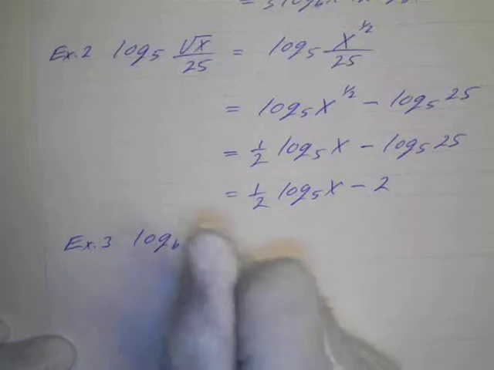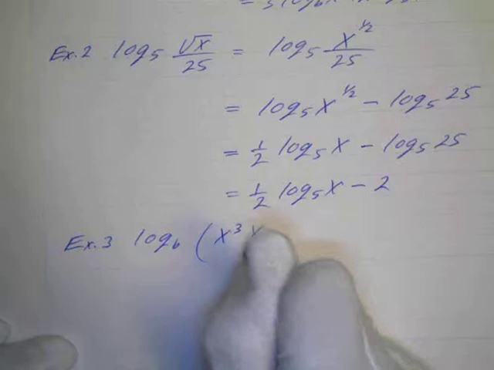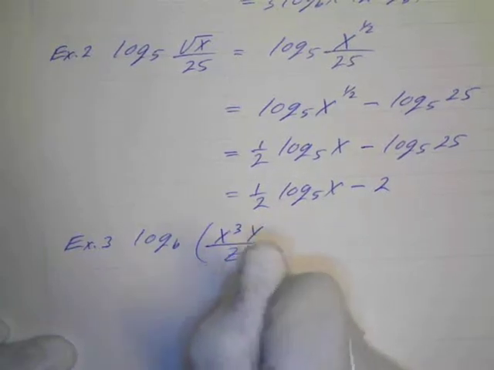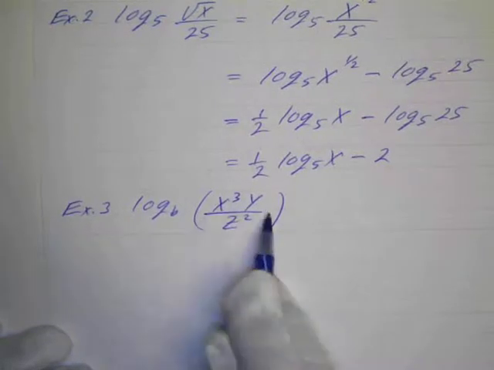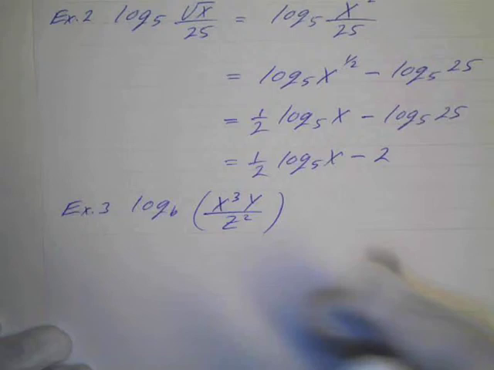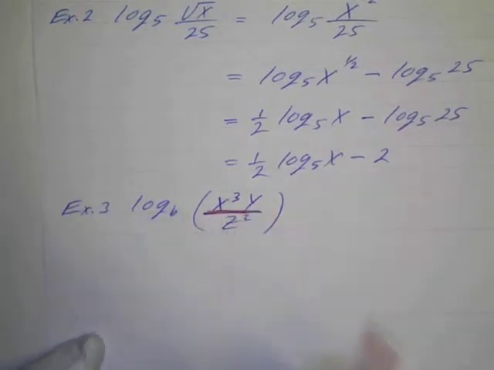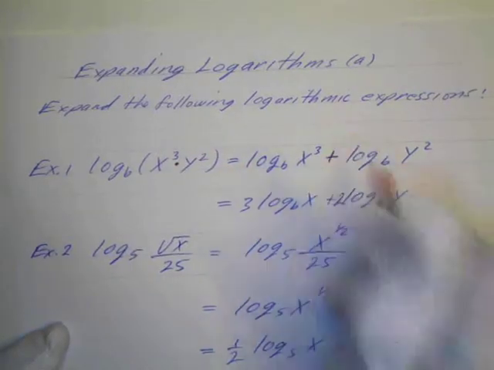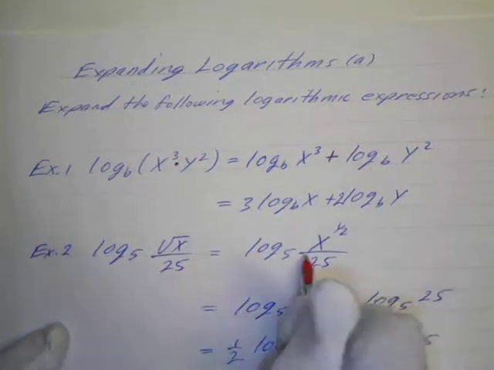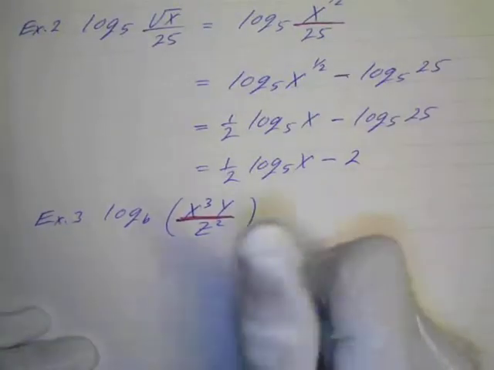Log to the base b of x cubed times y all over z squared. So we're going to work our way inside out, and the first thing I'm going to see is I've got the log of a quotient here, the top over the bottom, so I'm going to write that. And then sometimes you can see that times becomes a plus, and this quotient here becomes a minus, the logs. So the log of a quotient is the difference of the logs.